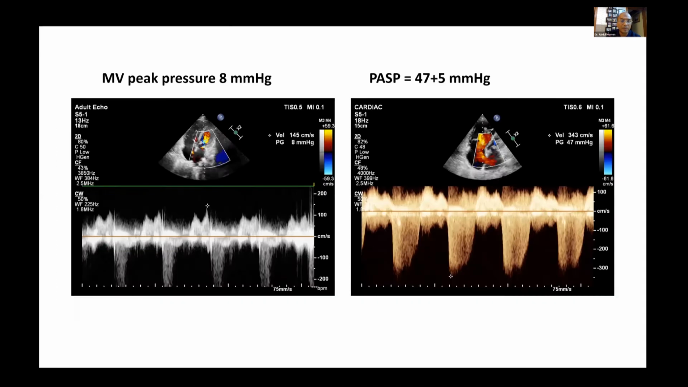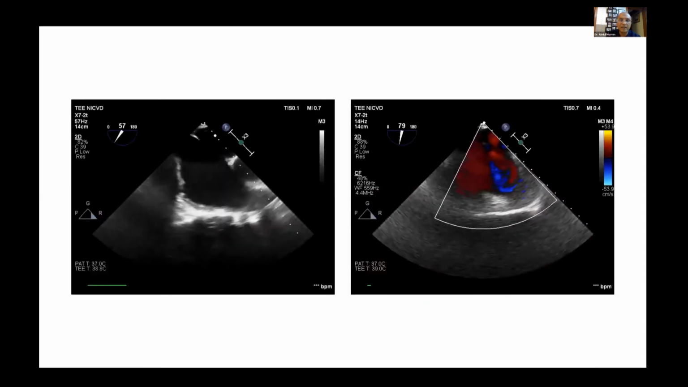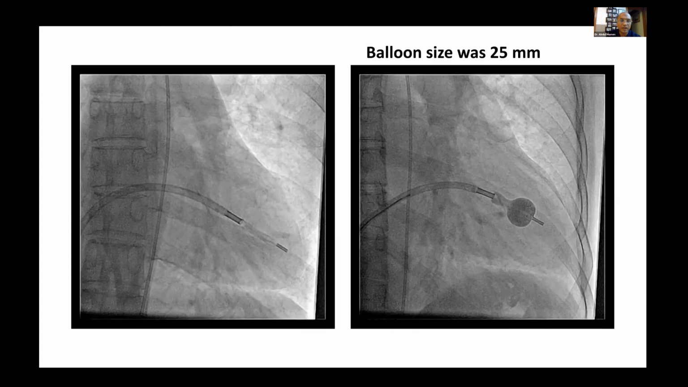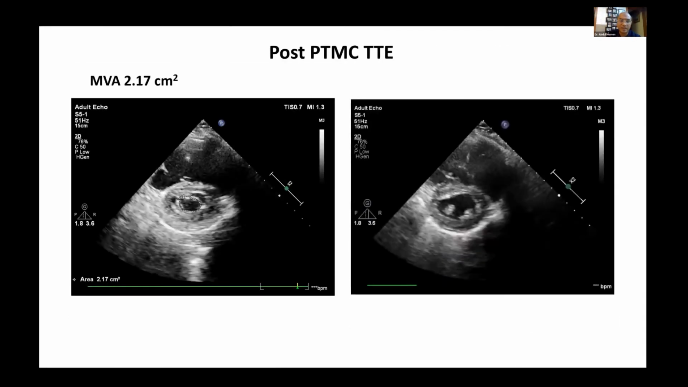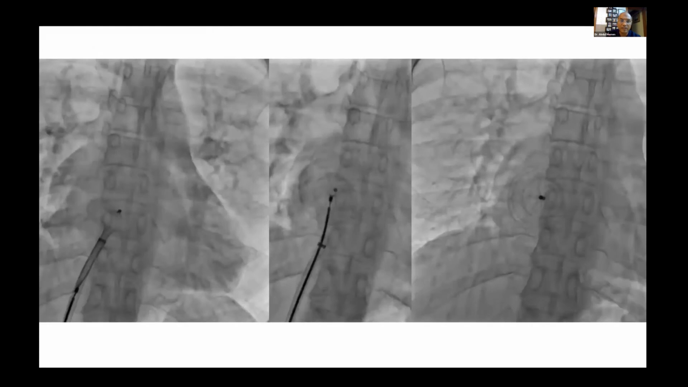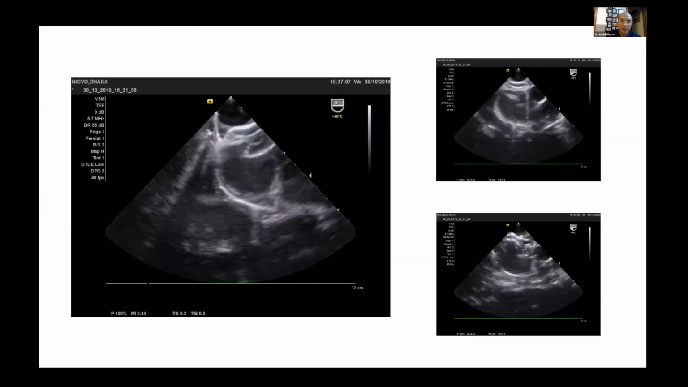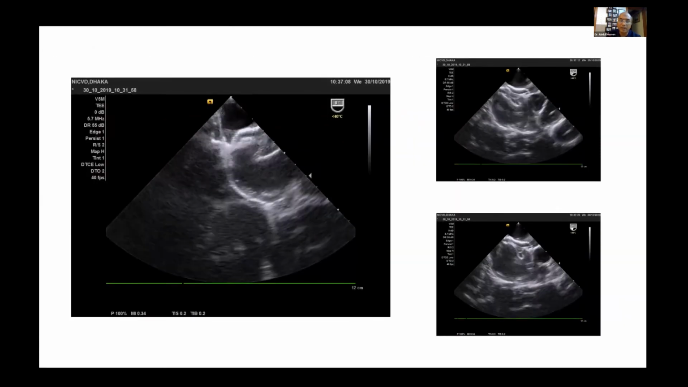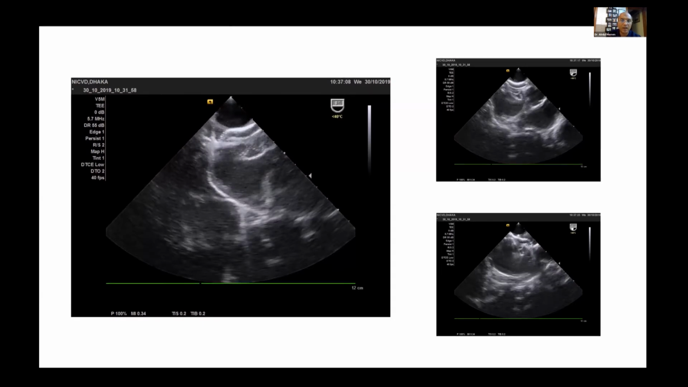We have done the PTMC first, and after 2 to 3 weeks, this is the result of the PTMC, no significant MR. And after 3 weeks, they have done the ASD device closure. And this is the final result of the patient. There is no ASD, only mild MR found, and the valve area is 2.5, and PSP also.